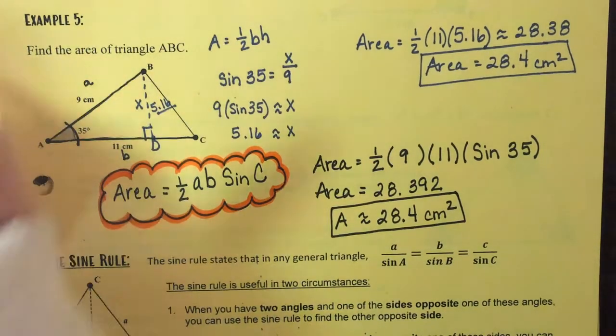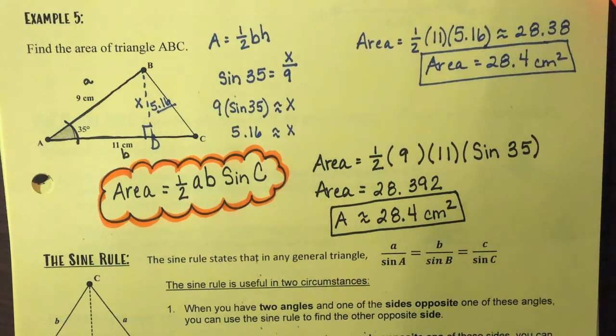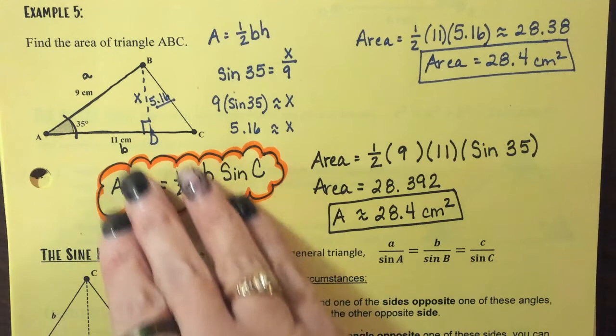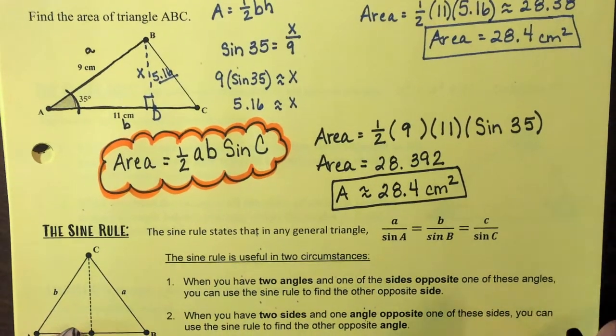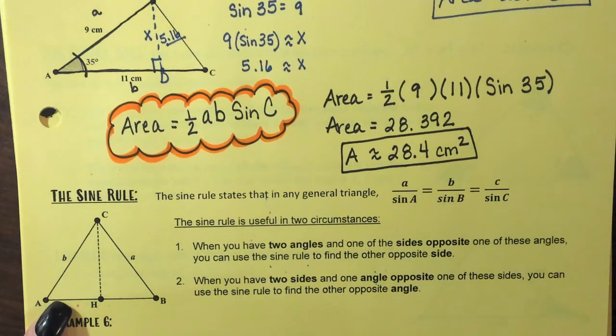There it is. A little bit less work, I think, to do this formula, but do you have to do that formula? Absolutely not. IB doesn't care which way you do it. All right, so that concludes that. We're going to do the sine rule next, but I wanted to get that part of the video done.